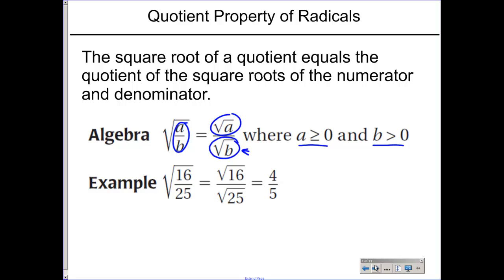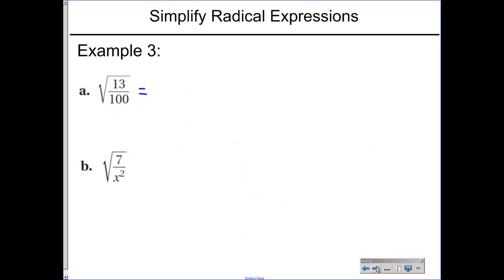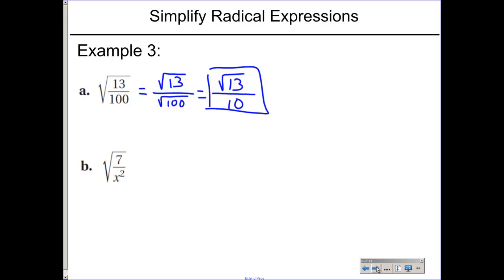So here's an example. Square root of 16 25ths is the same thing as the square root of 16 over the square root of 25. And the square root of 16, of course, is 4, and the square root of 25 is 5. And this ends up being the simplified version of that. Example 3, I'm going to rewrite this as the square root of 13 over the square root of 100. And 13 is not a perfect square, so all I can do is just leave it as the square root of 13. The denominator is a perfect square. Square root of 100 is 10, and this ends up being my simplified radical.